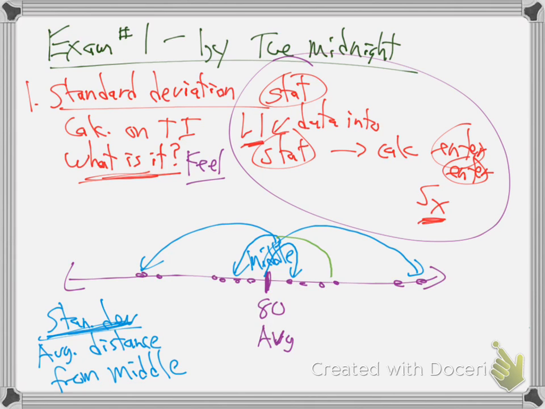I don't know, maybe right about there. The standard deviation would be how far that arrow goes, and how far that same one goes on the other side. The distance of those arrows is the standard deviation, because it looks like that's the average distance from the middle. Let me give you 2 different examples.